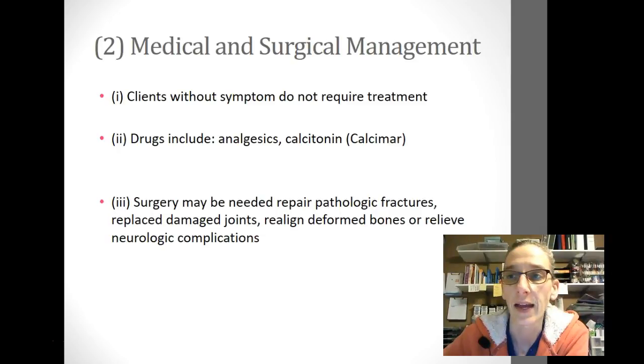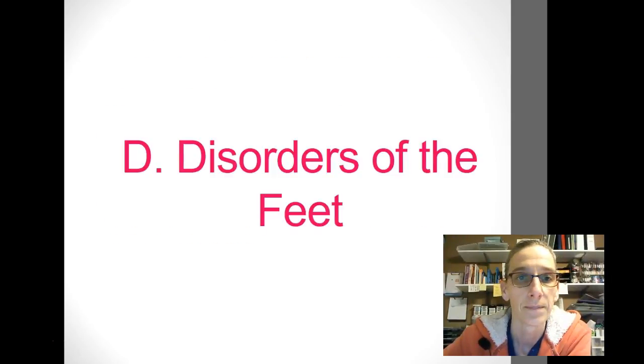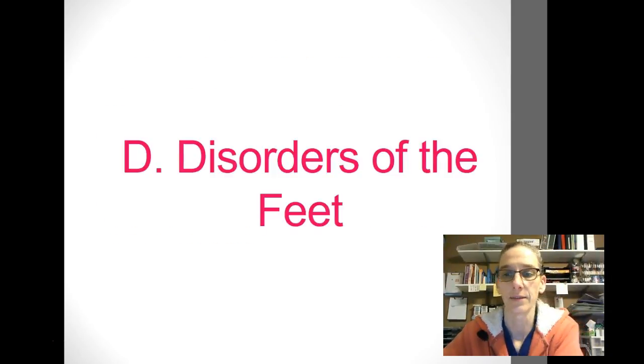Clients without symptoms do not require treatments. Drugs include analgesics, calcitonin, or calcimer. What do you remember about calcimer? Hopefully you're going to remember that calcimer inhibits bone reabsorption and slows bone loss. Biphosphonates such as actinol inhibit bone reabsorption. Okay. Surgery may be needed to repair pathologic fractures, replace damaged joints, realign deformed bones, or relieve neurologic complications. All right, disorders of the feet.